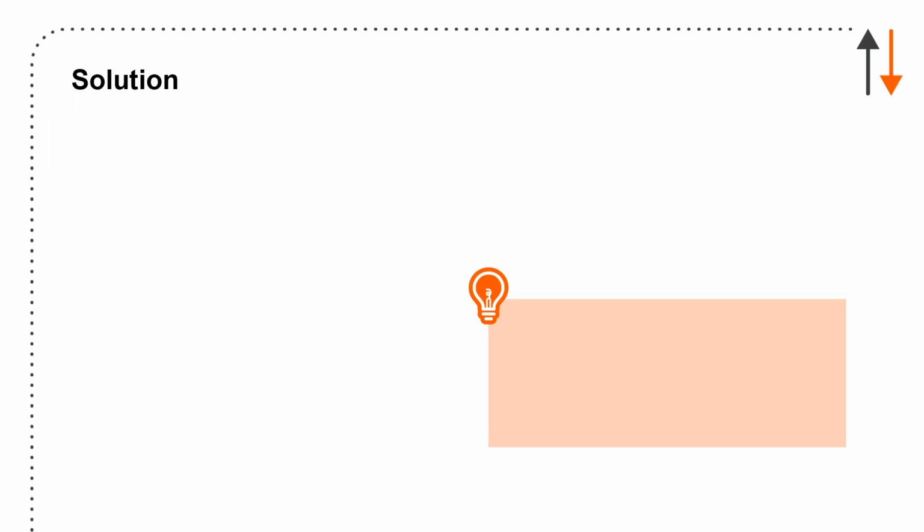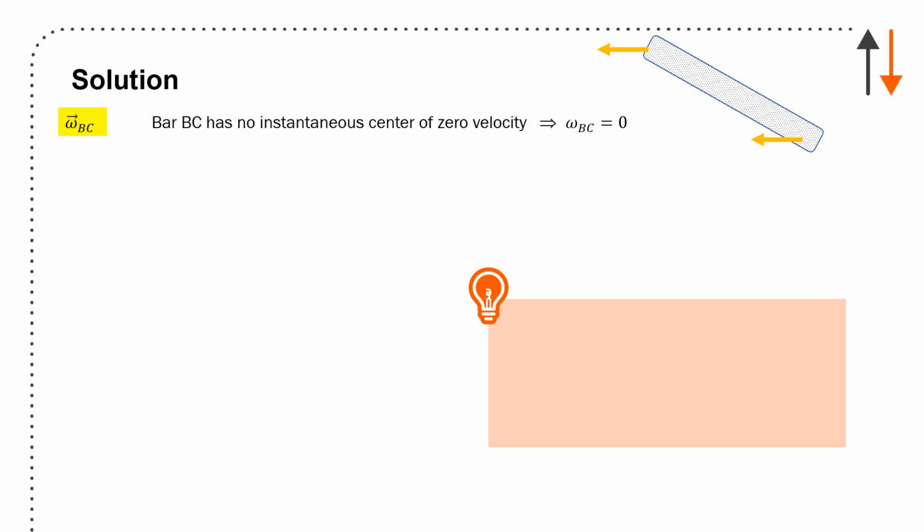So if I want to look at the solution, what I have to do is start breaking it up into the parts. And the first thing I'm going to look at is omega BC. I know bar BC has no instantaneous center of zero velocity because if I look at this diagram right here, I have the two points, B and C, and everything is parallel.